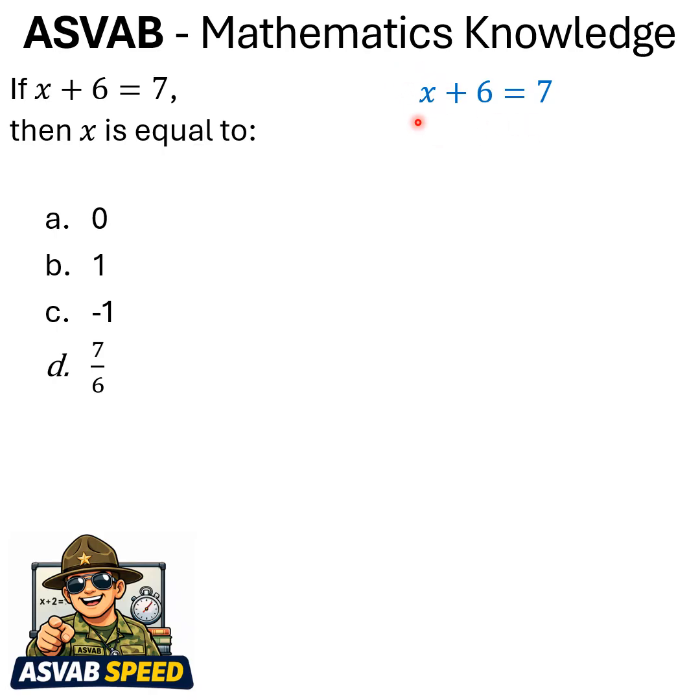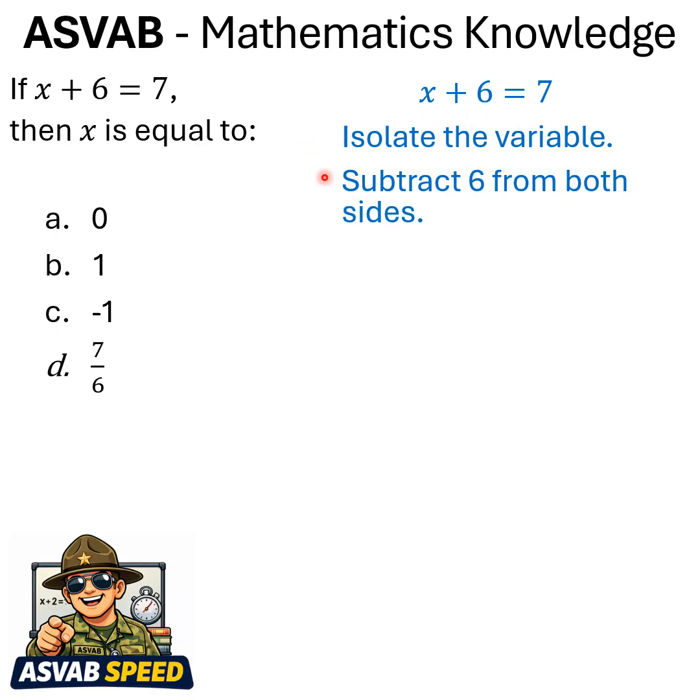X is the variable. And to start, we have to isolate the variable. How do we get x by itself? Well, next to x is a positive 6. In algebra, to get a positive 6 to go away, you have to add a negative 6. But you have to remember to do it to both sides. So we're going to subtract 6 from both sides.